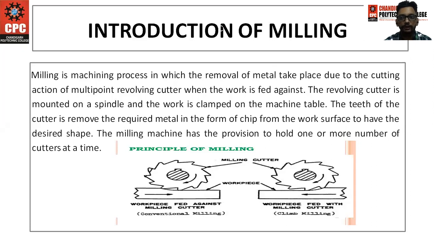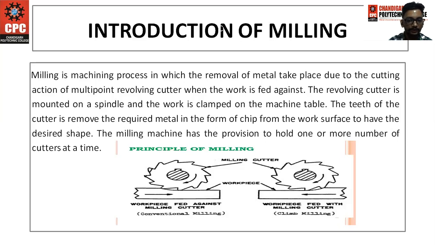This slide, introduction of milling. Milling is the machining process in which the removal of metal takes place due to the cutting action of a multi-point revolving cutter when the work is fed against it. The revolving cutter is mounted on a spindle and the work is clamped on the machine table. The teeth of the cutter remove metal in the form of chips from the work surface to give the desired shape. The milling machine has the provision to hold one or more cutters at a time.